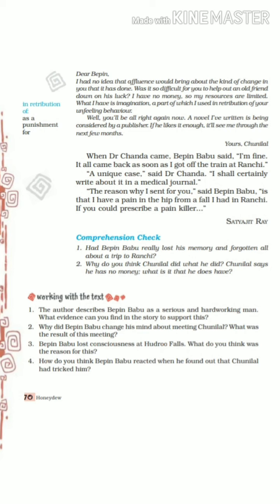Now, why does Dr. Chandra say this? He says this because he had never seen such a kind of case in which a patient remembers each and everything about his life but forgets about a particular incident, like Bipin Babu had forgotten about the Ranchi trip in the year 1958. So, this is the reason why Dr. Chandra says that he would write about Bipin Babu's case in a medical journal.